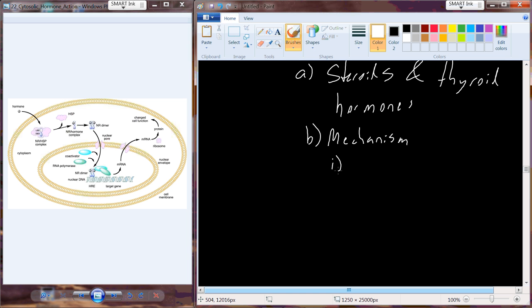So once we get to the target, we actually have to release from that binding globulin. But then we can cross right through the membrane, because the membrane's a lipid, so we cross right through the membrane. And the hormone ends up inside of the cell and binds one of these intracellular or cytosolic receptors.